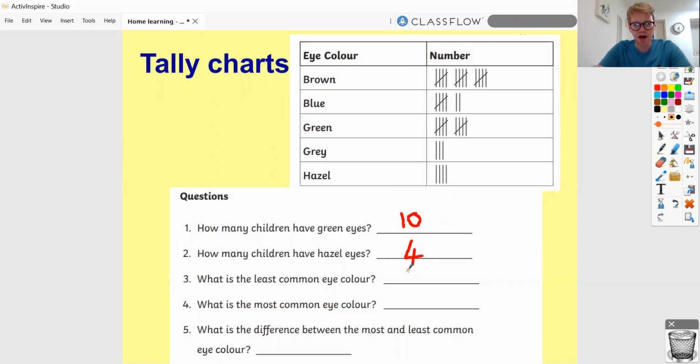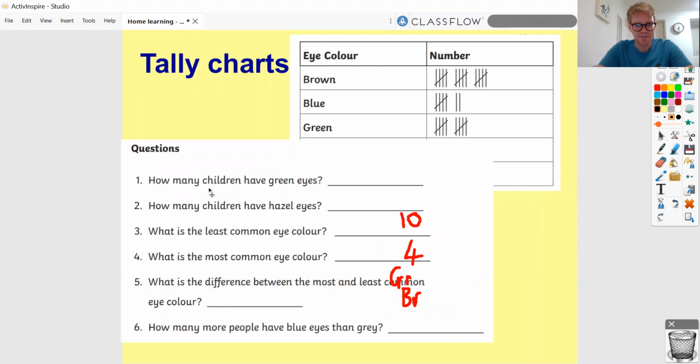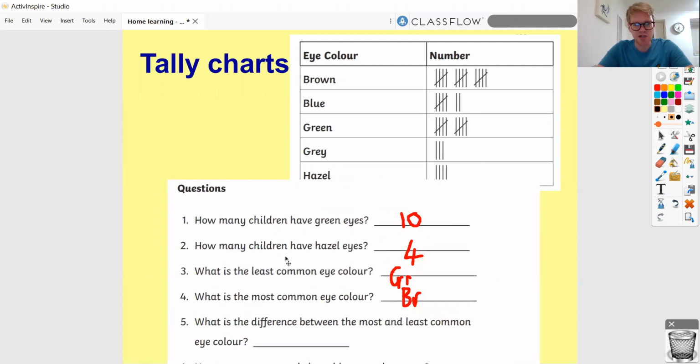What's the least common eye colour? That's grey. Excuse the dodgy handwriting. What's the most common eye colour? That's brown. I think I'll just write GR, sorry about this. Great, brown. What is the difference between the most and least common eye colour?